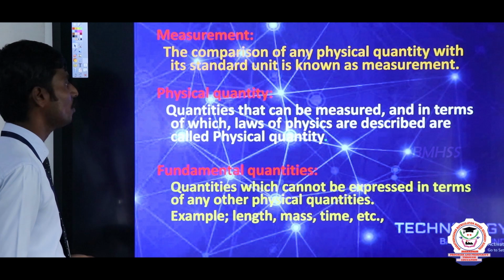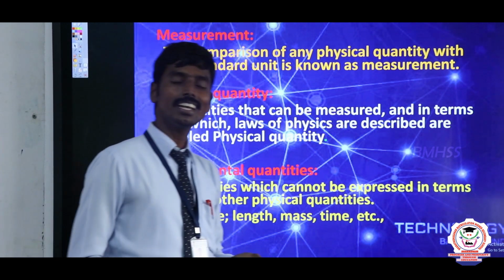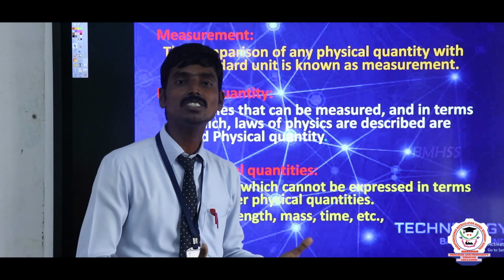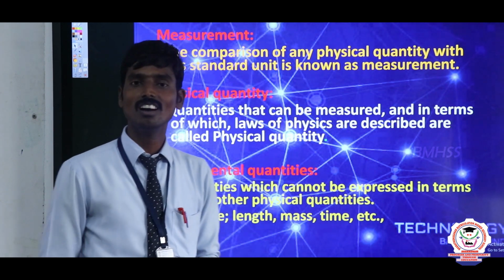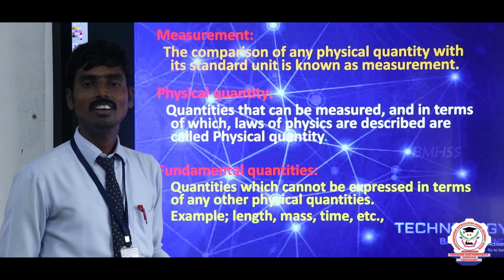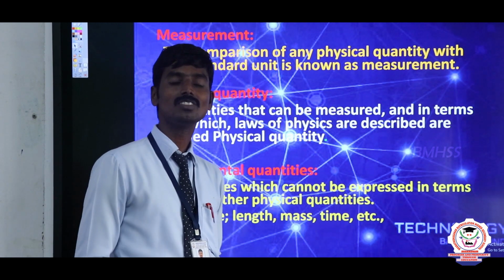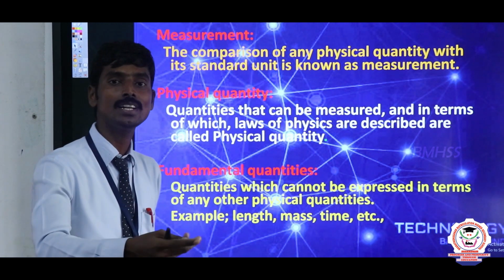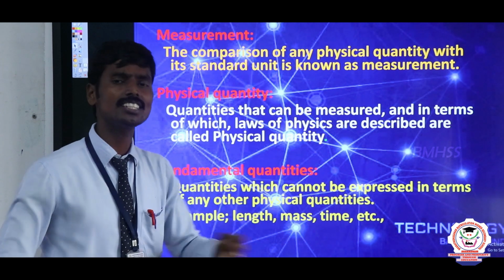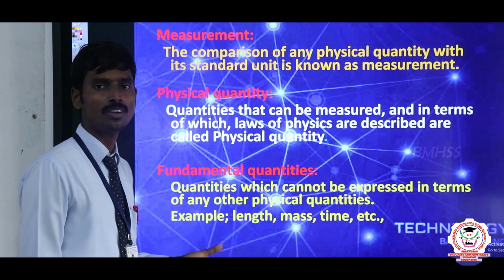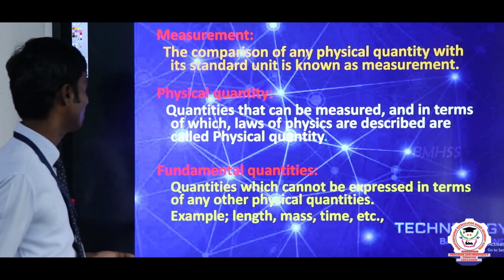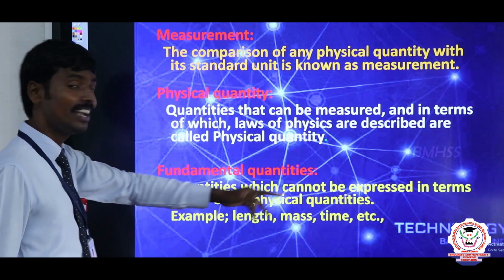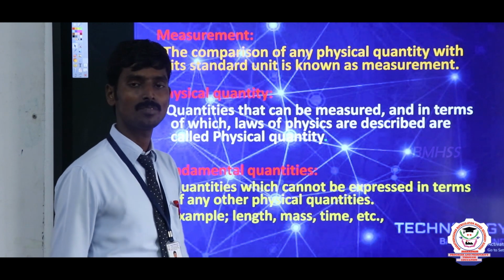The next one is physical quantity. Quantities that can be measured, in terms of which the laws of physics are described, are called physical quantities. Examples of physical quantity: length, mass, time, temperature, area, density, volume, etc. These are all physical quantities. The physical quantities are classified into two types: the first one is fundamental quantities, the next one is derived quantities.